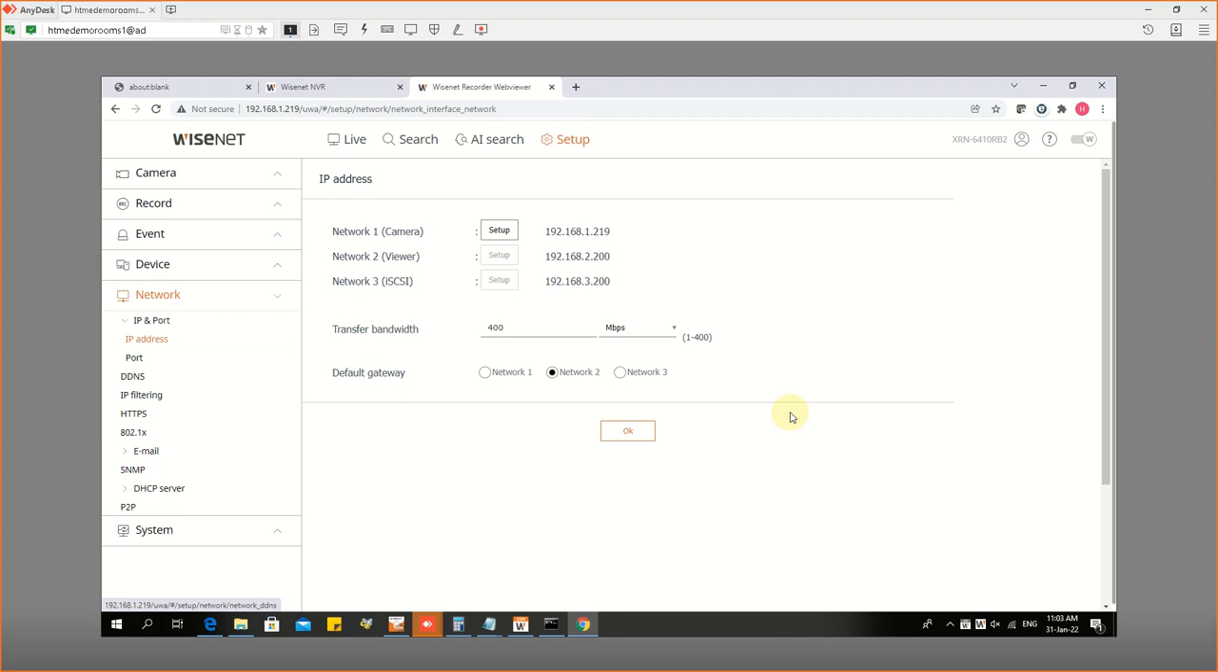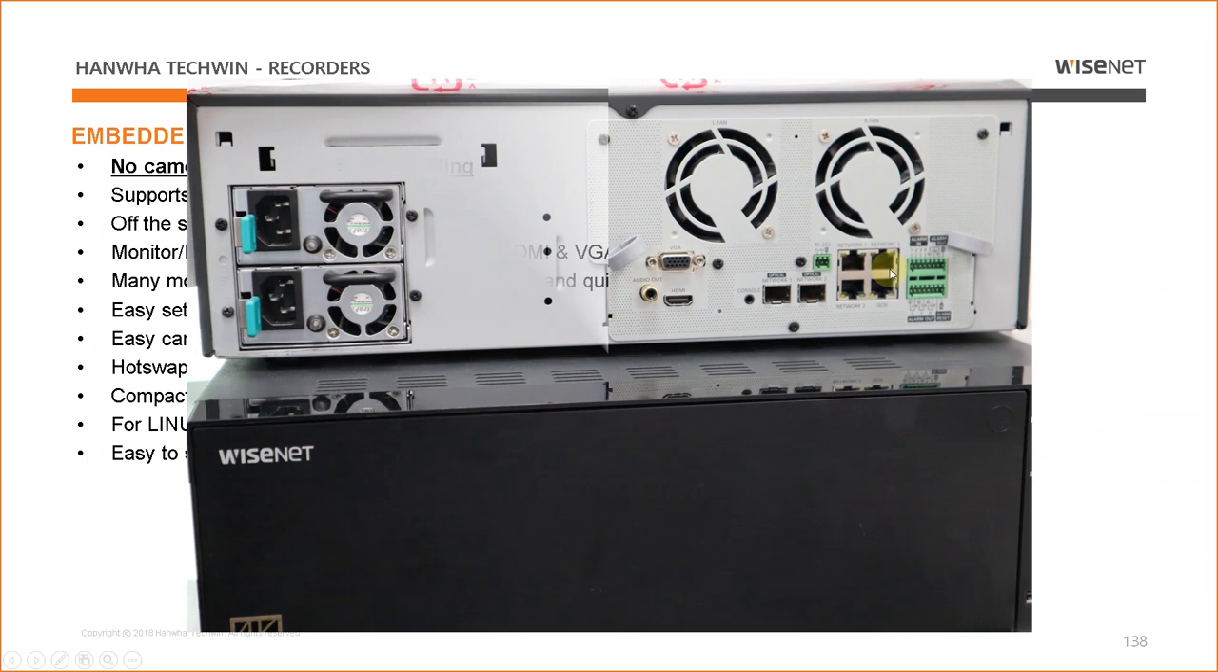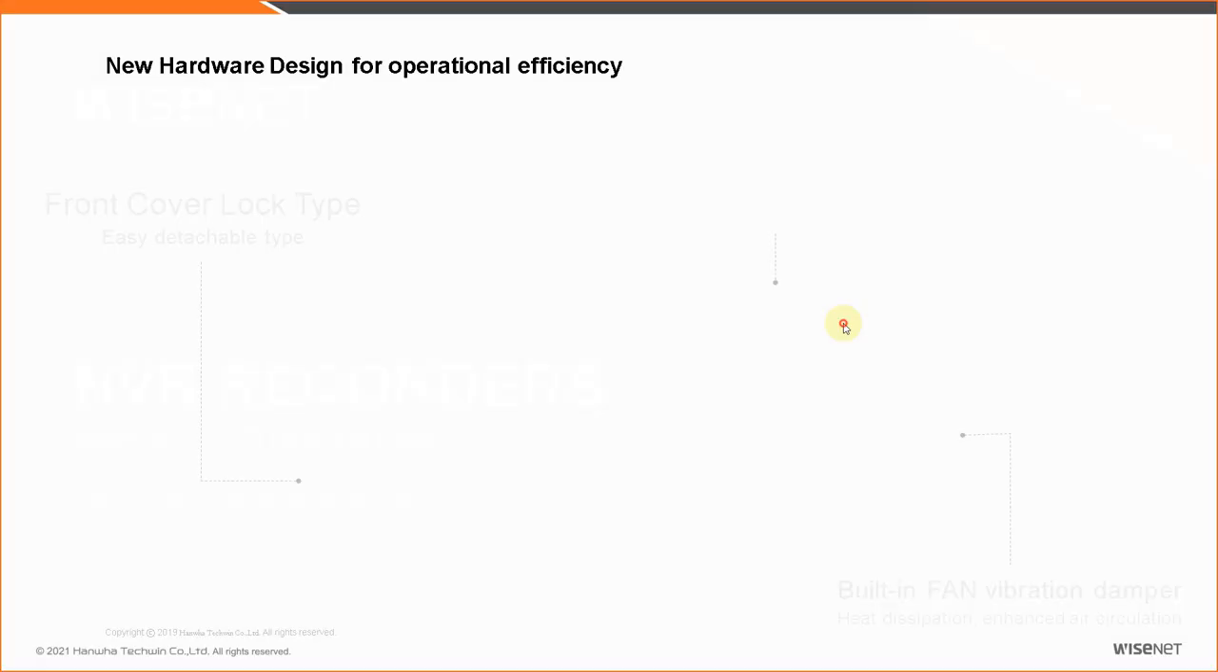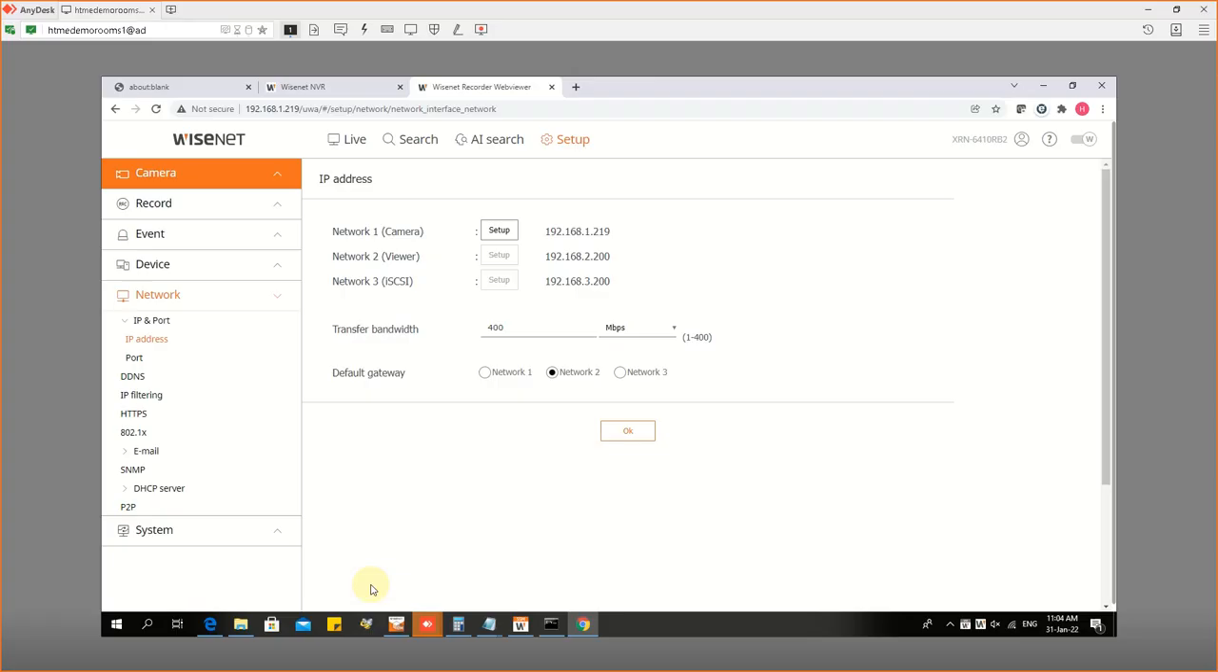Here, you can see in the network port, behind the NVR, there are a couple of network ports. You will find four network ports like this. Then there is another model with three network ports. The three network ports are designated as camera ports.